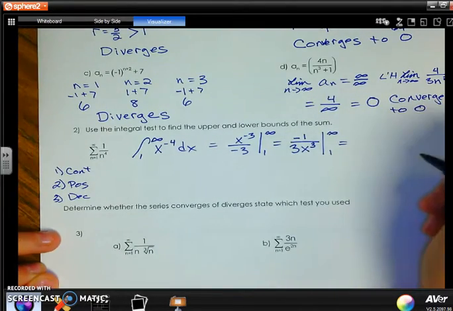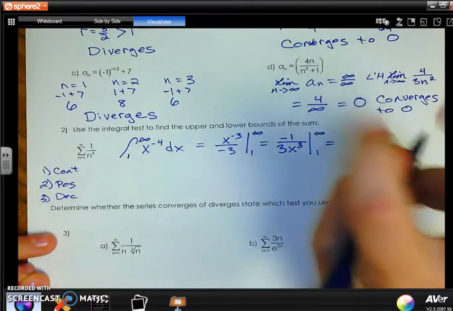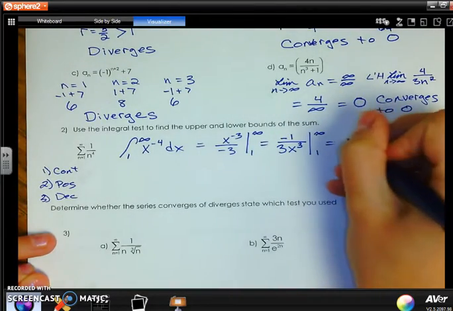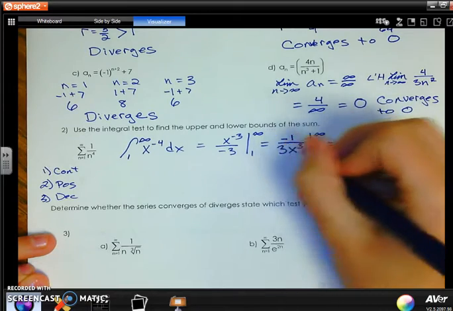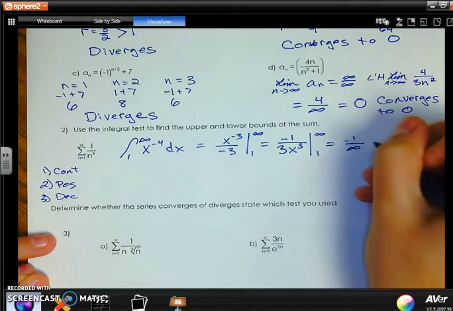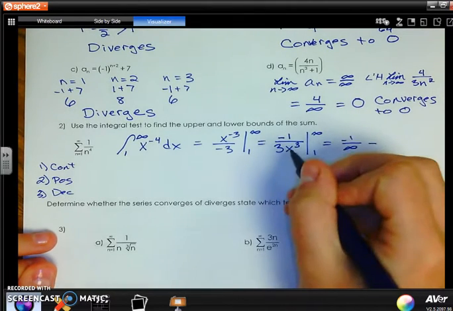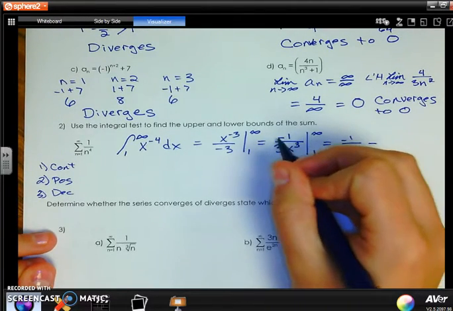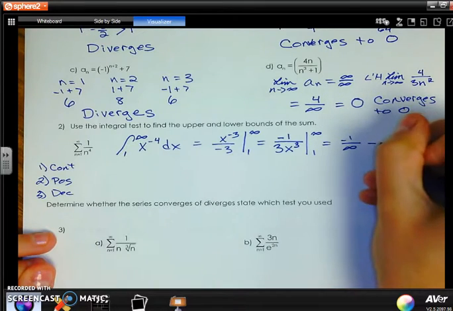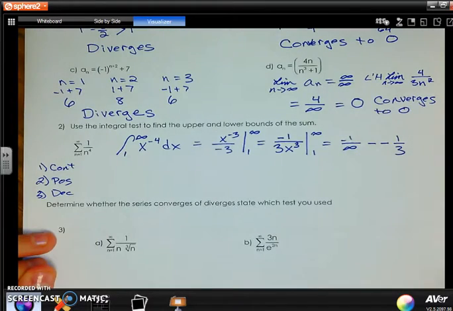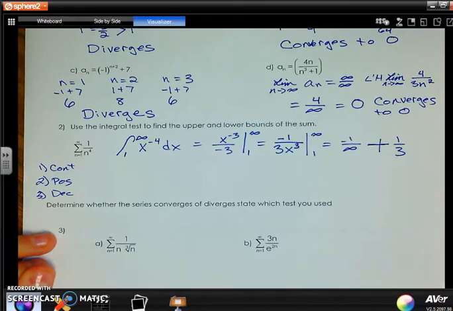And now I use my fundamental theorem of calculus. So I'm plugging in infinity. I do that in quotes, right? If I plug in infinity there, I get negative 1 over infinity, minus, because that's what the fundamental theorem of calculus says, it's minus. Now I plug in a 1. When I plug in a 1 here, I get negative 1/3. So it's minus a negative 1/3, which turns to a plus.